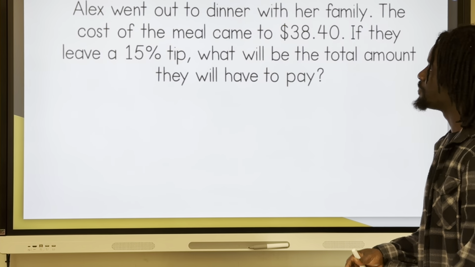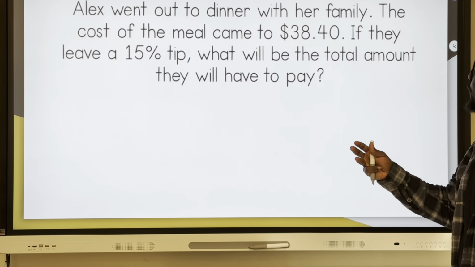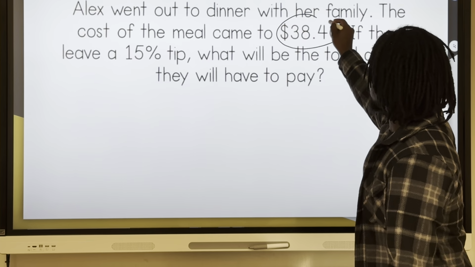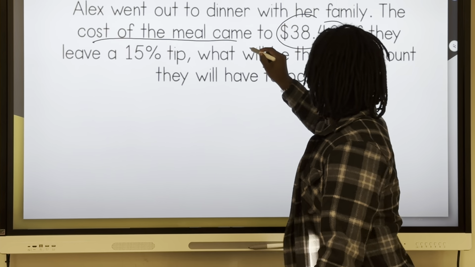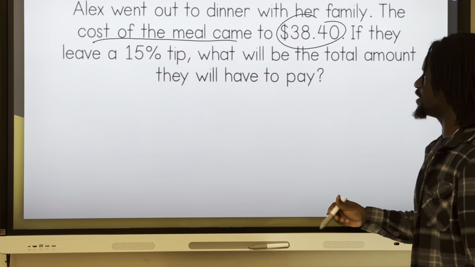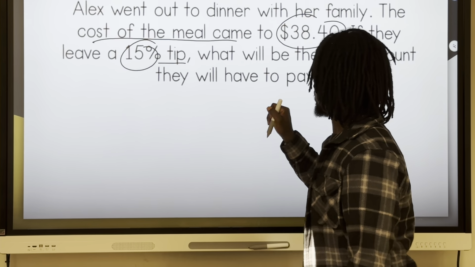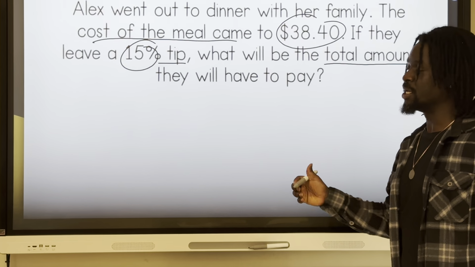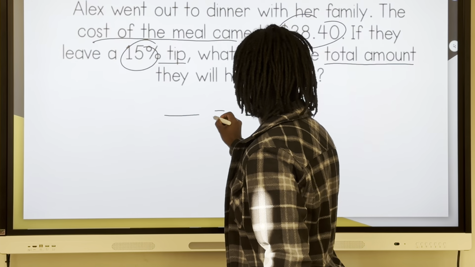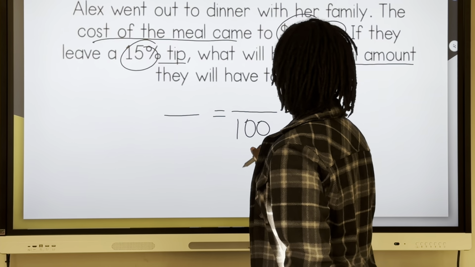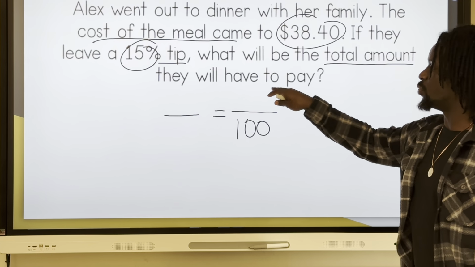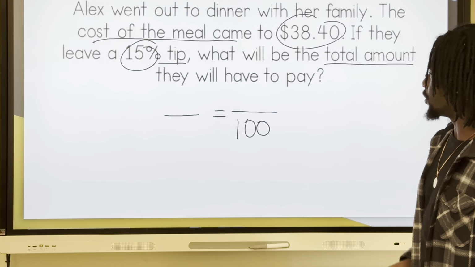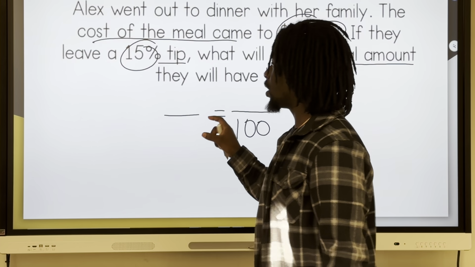And problem number 1, Alex went out to dinner with her family. The cost of the meal came to $38.40. If they leave a 15% tip, what will be the total amount they will have to pay? All right. So I'm going to start by setting up my proportion. Anytime you have a problem involving a percent, you will always be able to set up a proportion in order to solve for it. And so now we're going to figure out what parts go where.